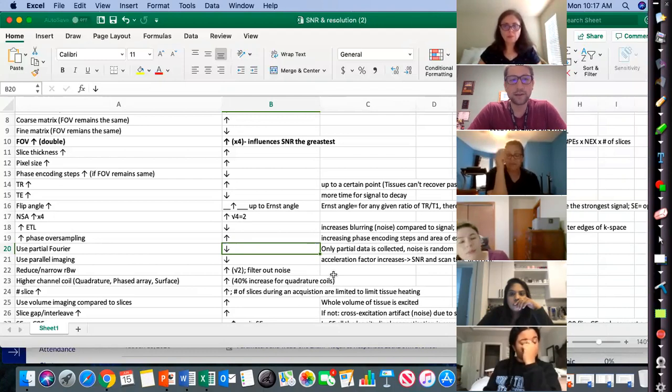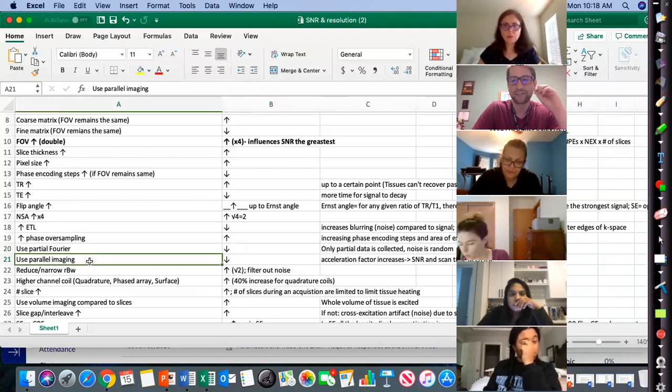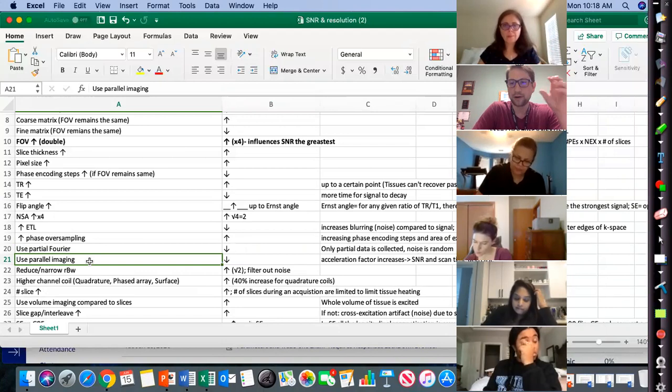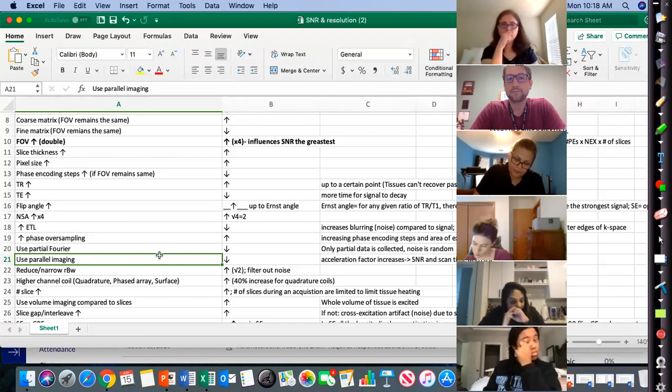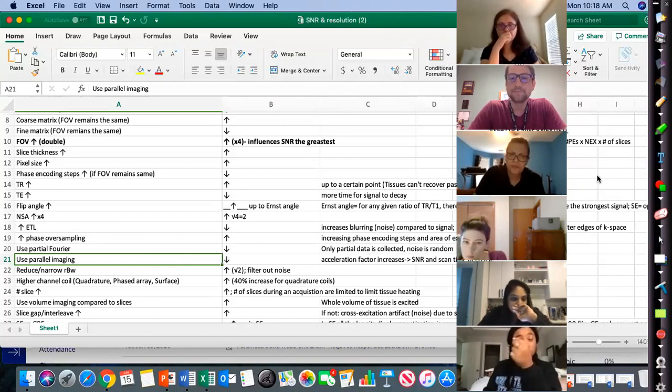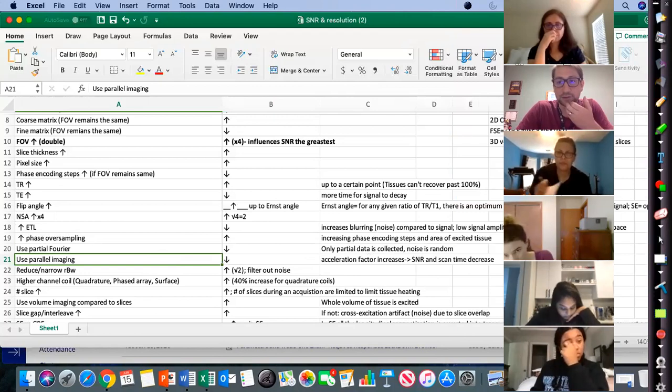When we use parallel imaging, you might see this called IPAT or SENSE on your scanners. If you see IPAT or SENSE, that's a parallel imaging technique, and you need a coil that is parallel imaging compatible. What happens here is our signal decreases and our scan time decreases. So one good thing, one bad thing.